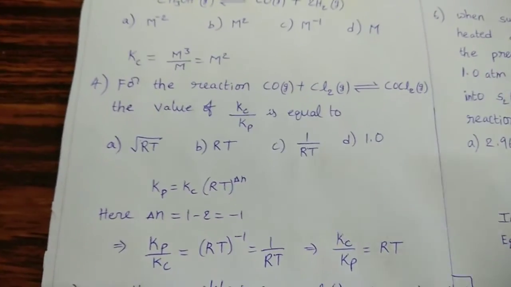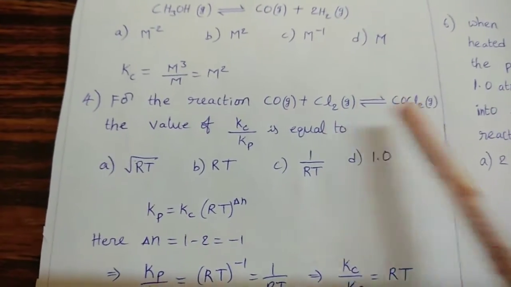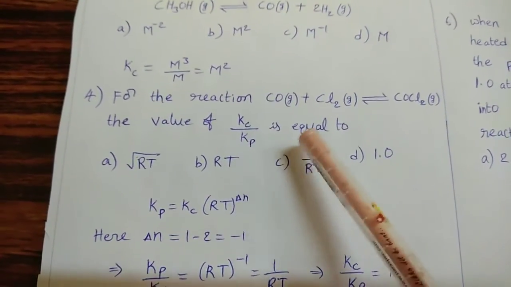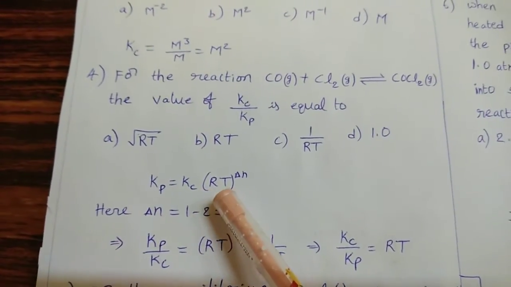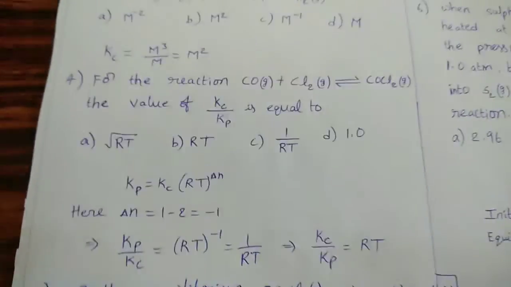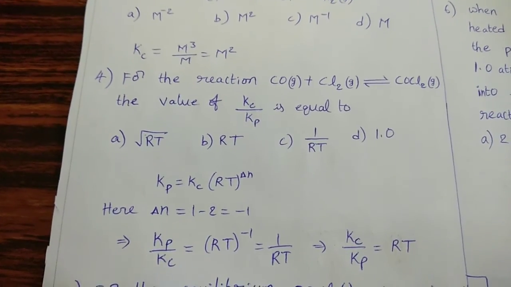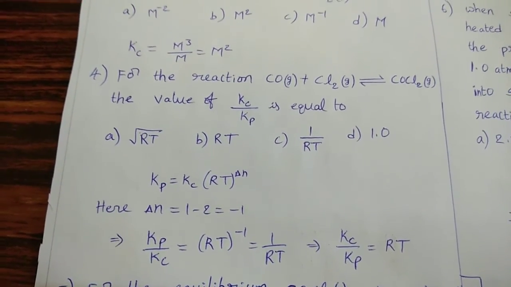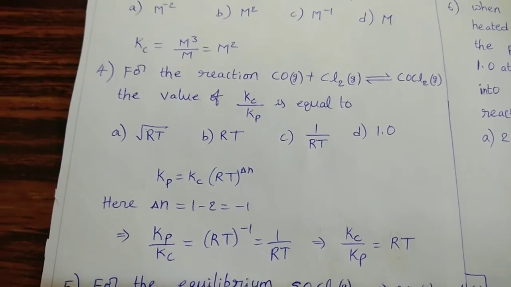Next. For the reaction CO plus Cl2 gives rise to COCl2, the value of Kc by Kp is equal to. We know that Kp equals Kc into RT whole power delta n. For the given reaction, calculate the delta n value, that is minus 1. Substitute that, then finally we get Kc by Kp equal to RT. So option B is the answer.